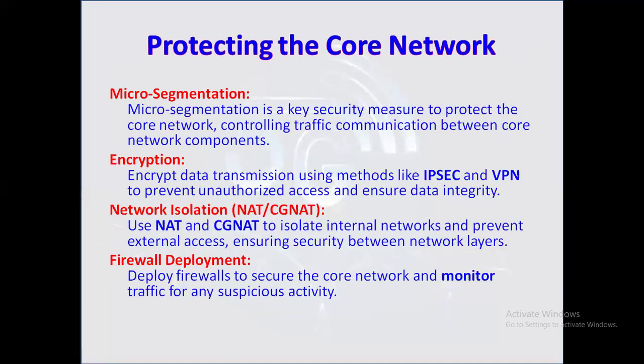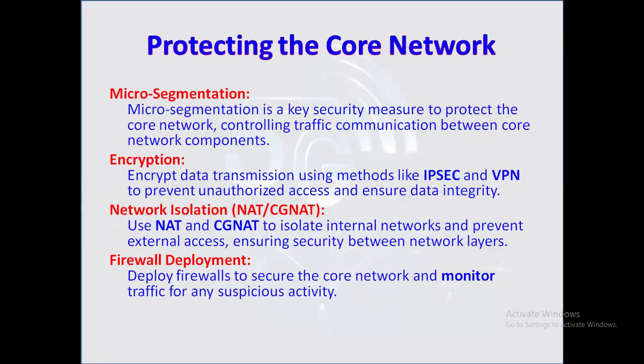Next, protecting the core network. This is also a main important thing in this mitigation. First one, micro segmentation. Micro segmentation is a technique used to divide the network into smaller, isolated segments. This reduces the attack surface by limiting the communication between core network components, preventing lateral movement by attackers who may compromise one segment.